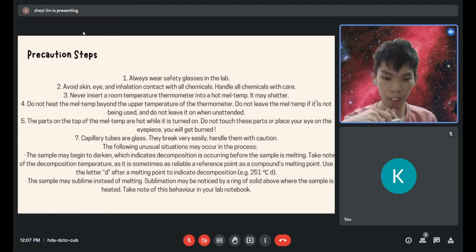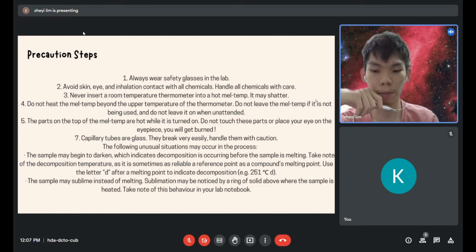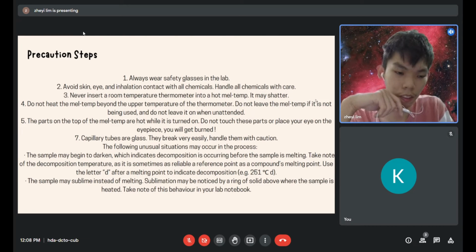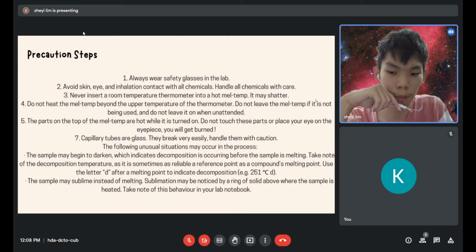The following unusual situations may occur in the process. The sample may begin to darken, which indicates decomposition is occurring before the sample is melting. Take note of the decomposition temperature, as it is sometimes as reliable a reference point as a compound's melting point. Use the letter D after a melting point to indicate decomposition.